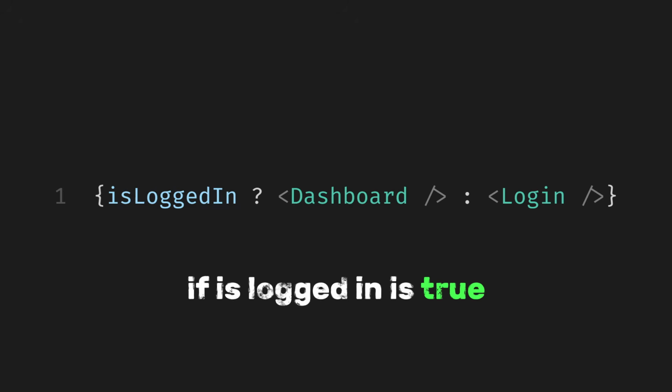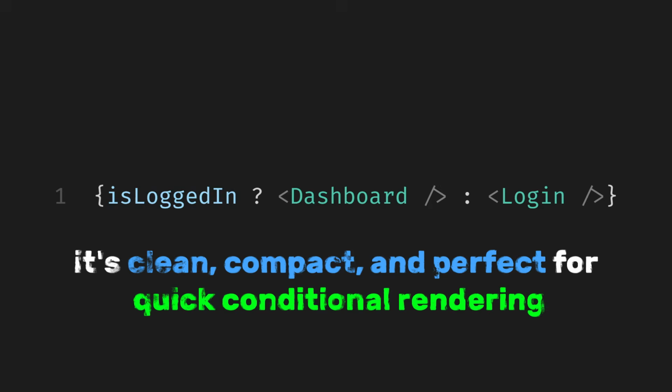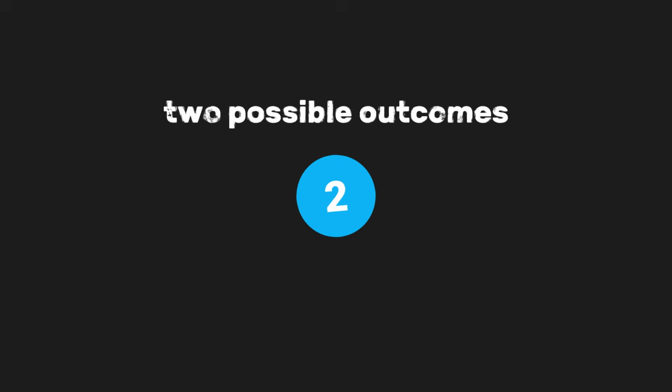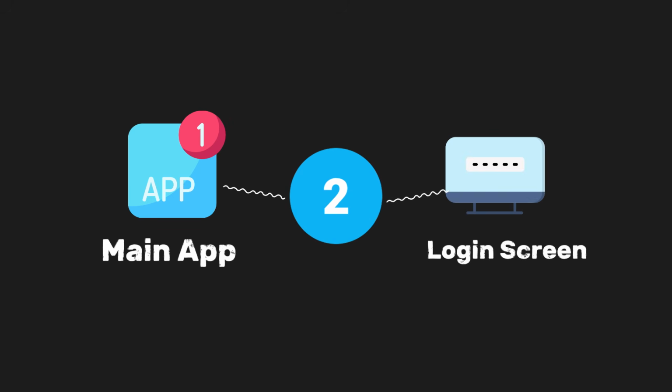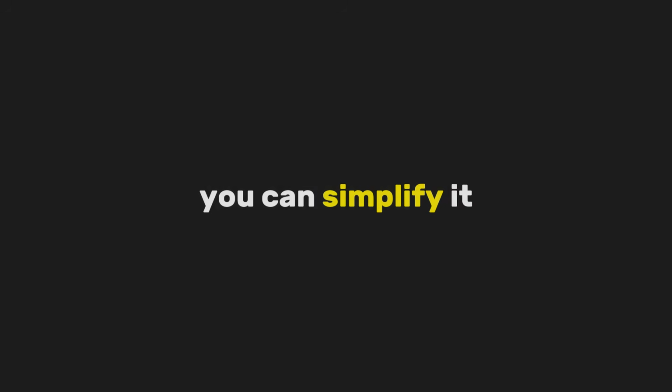If isLoggedIn is true, React will render the Dashboard component. But if it's false, it'll render Login instead. It's clean, compact, and perfect for quick conditional rendering when you only have 2 possible outcomes, like deciding whether to show the main app or the login screen. That's fine, but if you only need to show one component conditionally, you can simplify it.